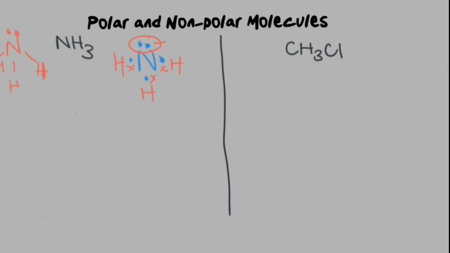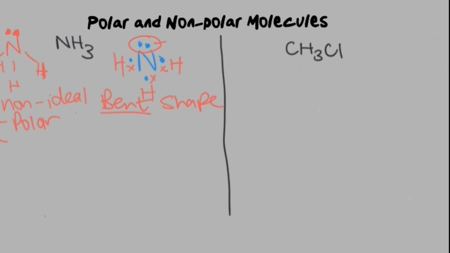Now this is what we call a non-ideal shape, right? So it is non-ideal. It actually has this bent shape. Now where does the bending or bent come from? This lone pair of electrons here makes this molecule automatically polar.